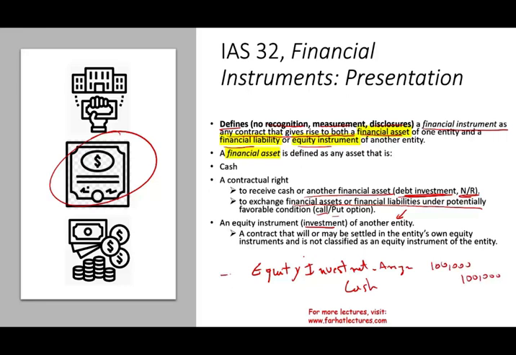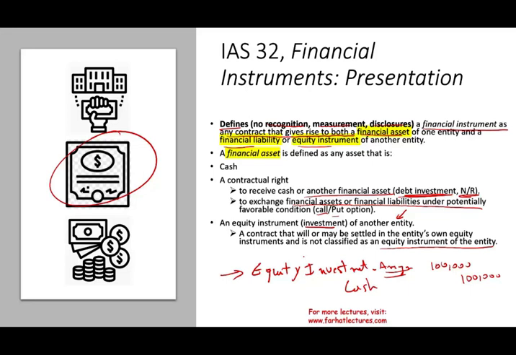So that's also a financial asset, an equity instrument. It's a financial asset that you purchase, okay? A contract that may or may not be settled in the entity's own equity instrument, and it's not classified as an equity instrument of the entity. So it's not your equity instrument. You're not Amazon. You happen to have some extra cash, and you decided, you know what, I'm not gonna keep that extra cash in the bank. I'm gonna go ahead and buy an equity instrument.